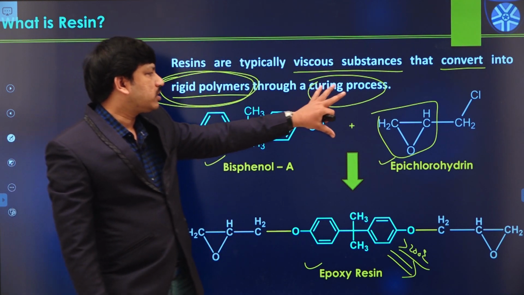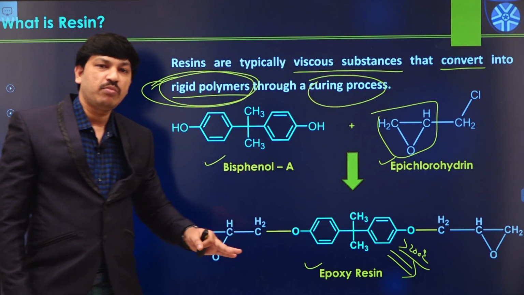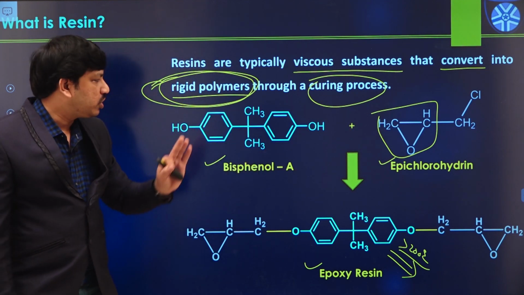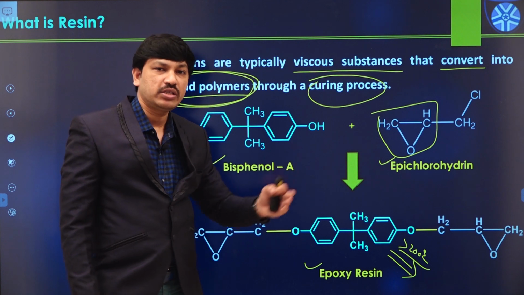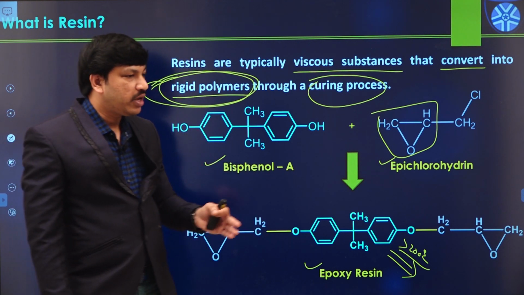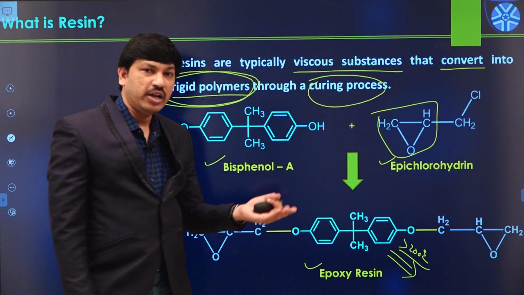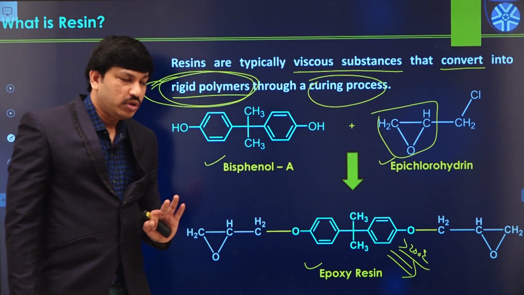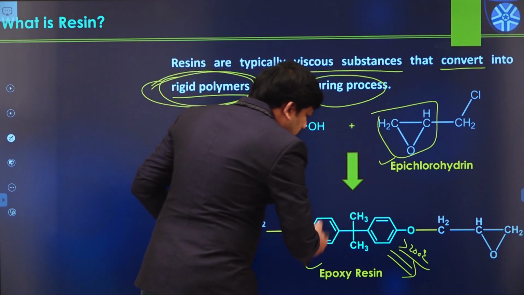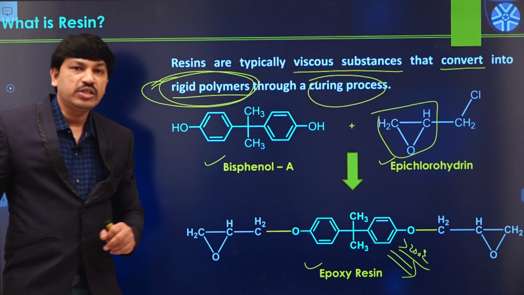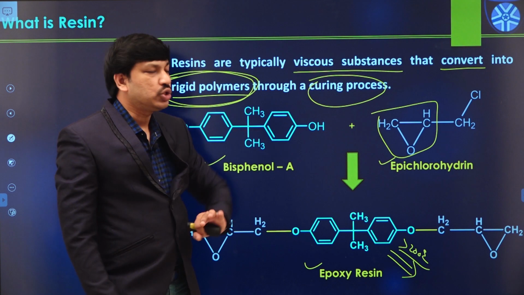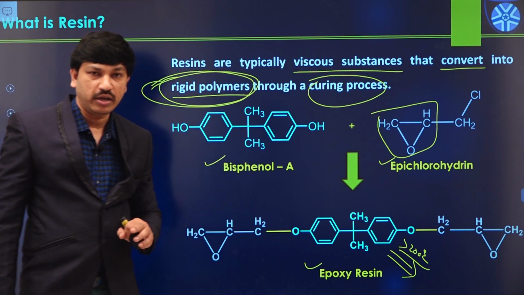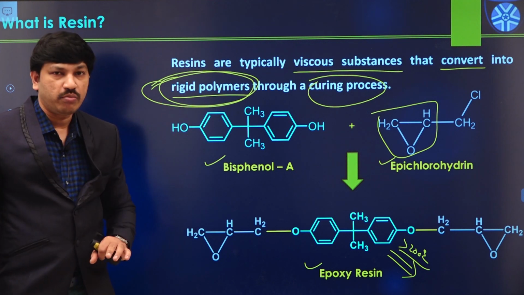So the curing process means conversion of resin molecules into the corresponding polymers. Generally this curing process requires high temperature, or sometimes there is a need for a catalyst, and sometimes there is a need for both catalyst as well as temperature. So like this, these resins can be converted into the corresponding rigid polymers if you provide a suitable curing agent like temperature or a catalyst. So that is also another important property.